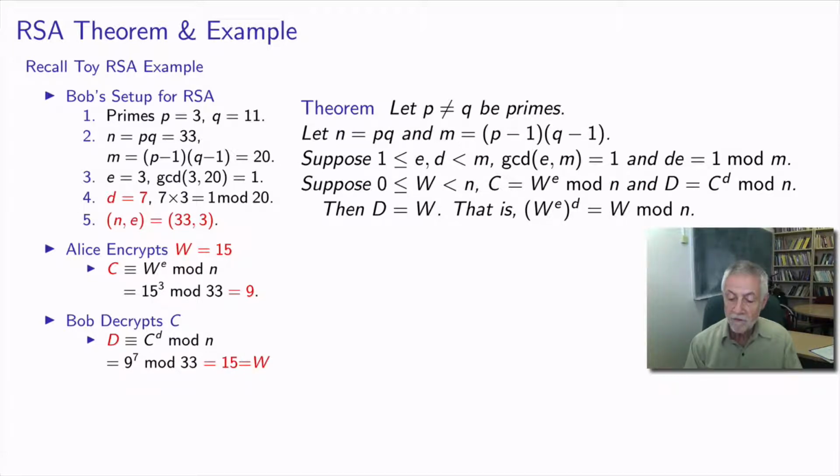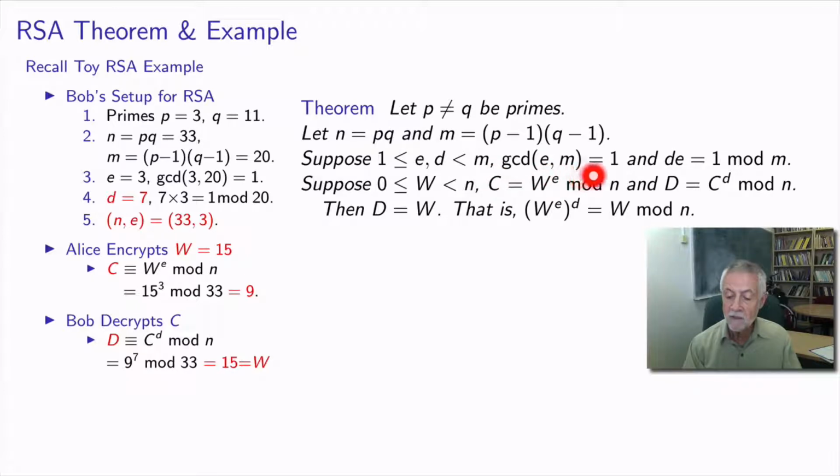We suppose we have, well, first of all, a number e bigger than or equal to 1 and less than m, which has no common factors with m. So the greatest common divisor of e and m is equal to 1. We've normally been taking e to be a prime and assuming that e does not divide m, but that's equivalent to this in that case. So this is slightly more general. We don't really need that e is a prime.